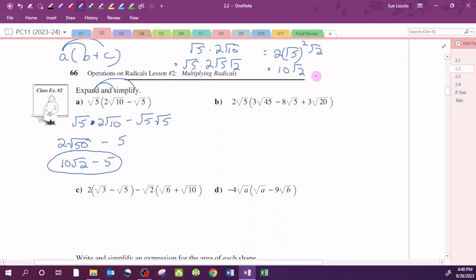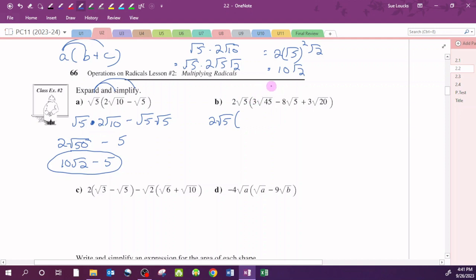Okay, this one is really ugly, and I think looking at this one, I would simplify each of these before I do the distribution. You could distribute first, it's up to you, but I prefer to keep my numbers smaller rather than bigger. So this is going to be 2 root 5 times.